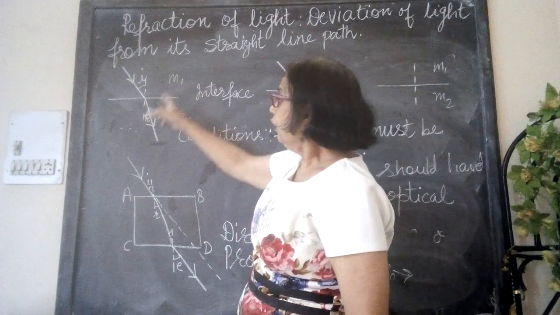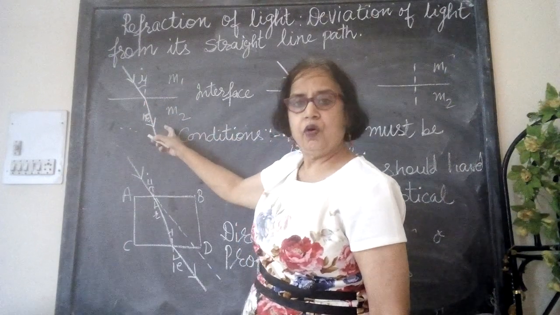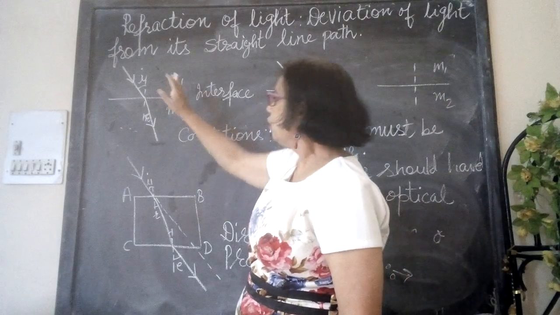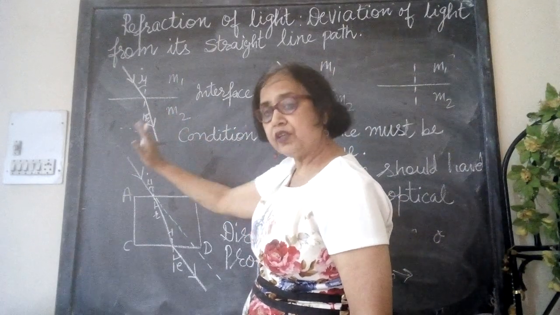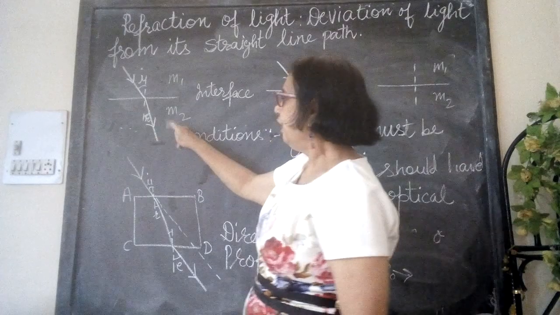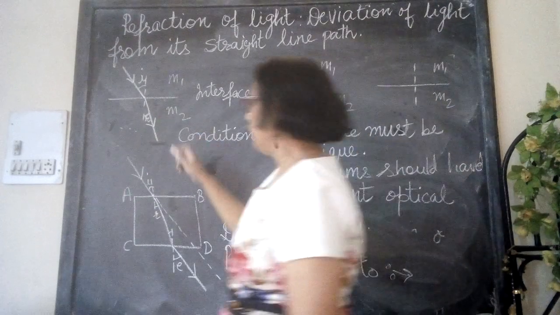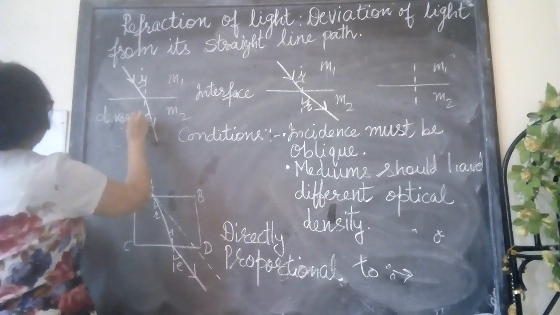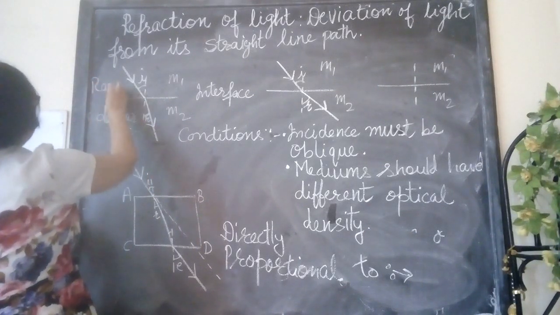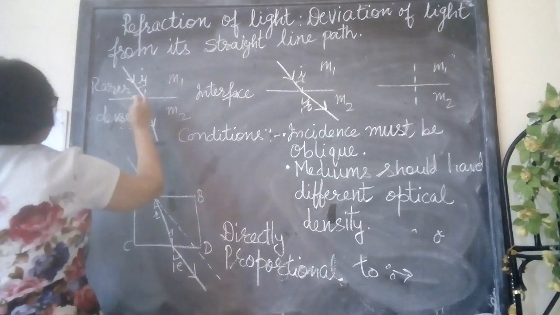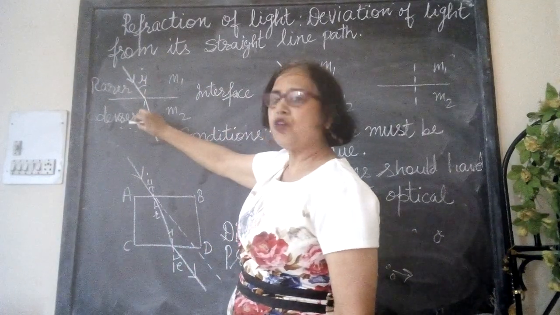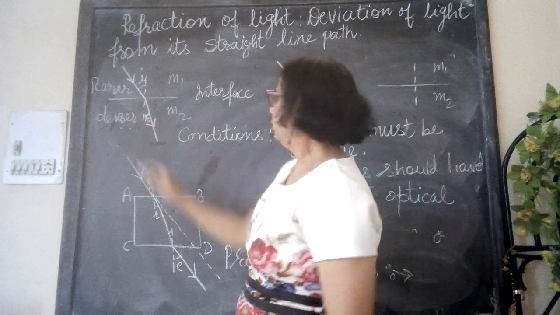Okay? When the ray of light, traveling from medium 1 to medium 2, bends towards the normal, we say this is the denser medium. That is, it has greater optical density. That is, M1 is optically rarer and M2 is optically denser.